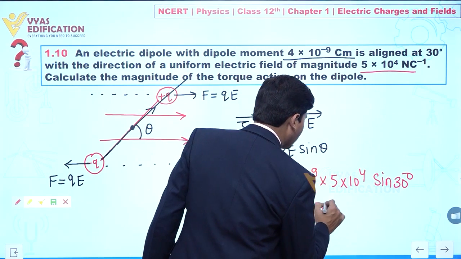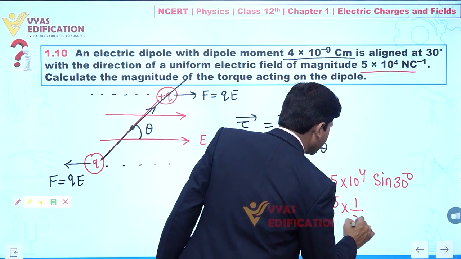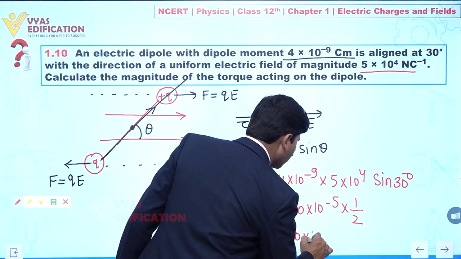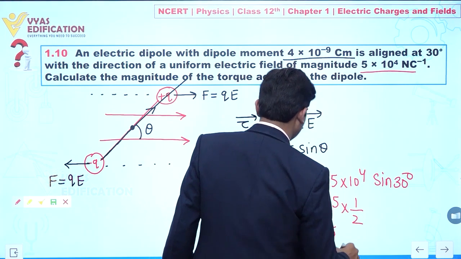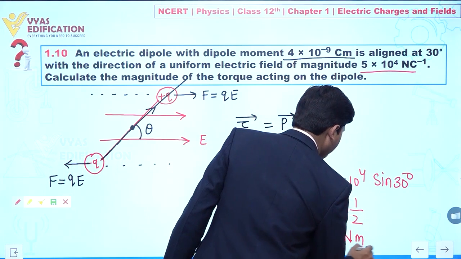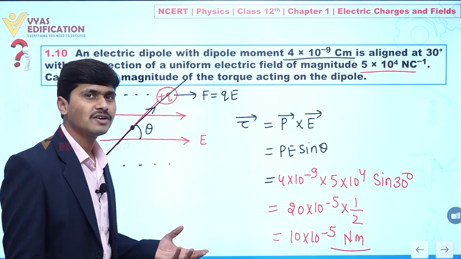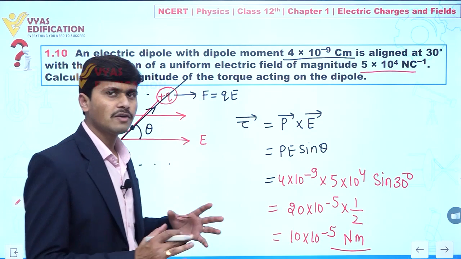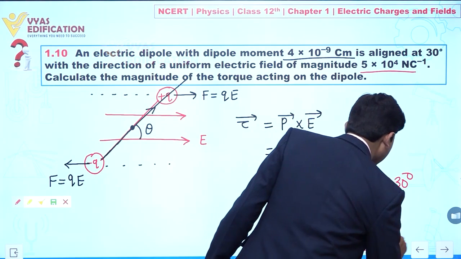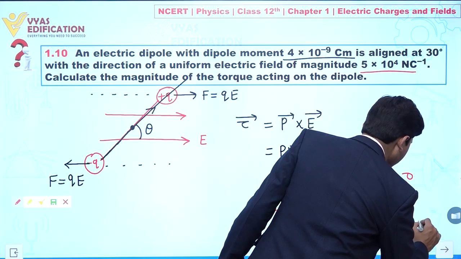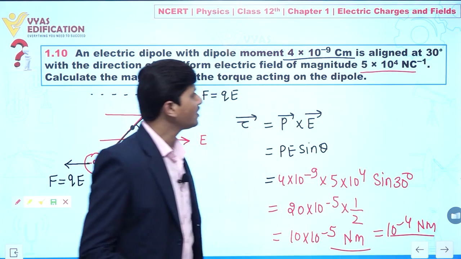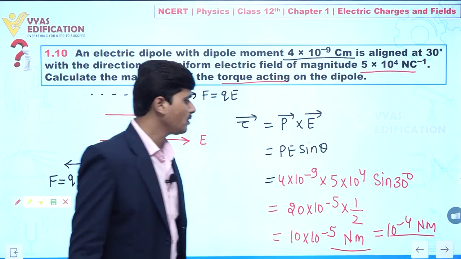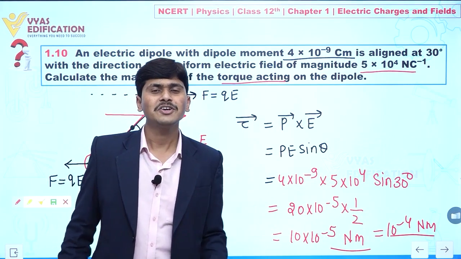So we can write 20 into 10 to the power minus 5, multiplied by 1 by 2. So 10 into 10 to the power minus 5, and the unit is Newton meter, because torque is force into perpendicular distance. So Newton meter is the unit of torque. From here we get the answer 10 to the power minus 4. So our objective is completed. The torque acting on the dipole is 10 to the power minus 4 Newton meter.